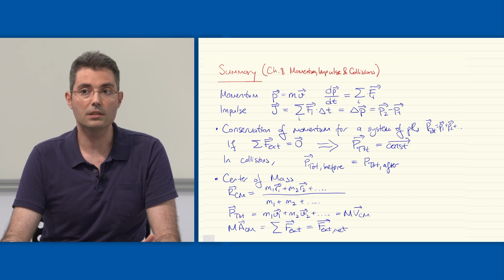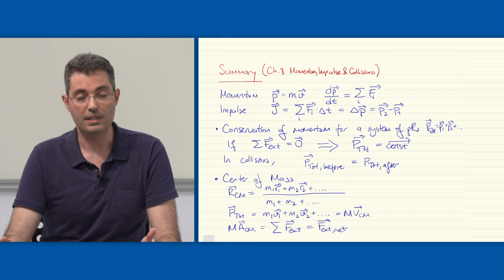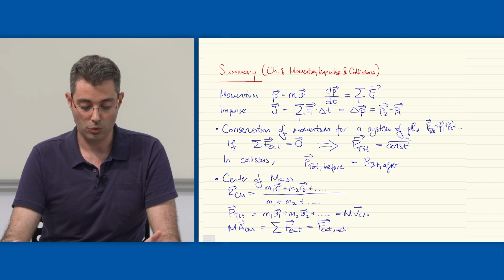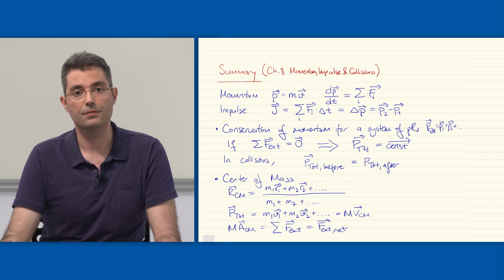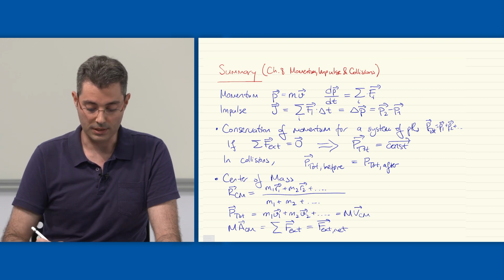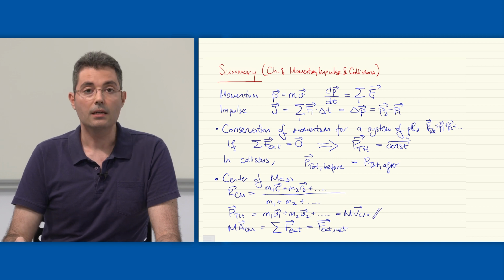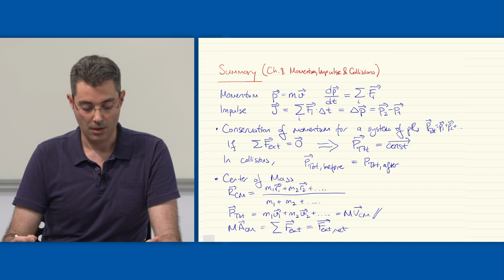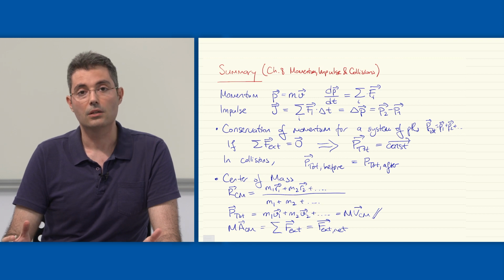Finally, we introduced the concept of the center of mass. This was a coordinate, an imaginary coordinate, which is a weighted sum of the coordinates of each particle in the system. The total momentum of the system was related to the total mass times the time derivative, or the time rate of change, of the center of mass coordinate. And finally, this point, the center of mass, obeys an equation of motion. It moves as if it was a point particle where the net force acting on it is the net external force on the system.